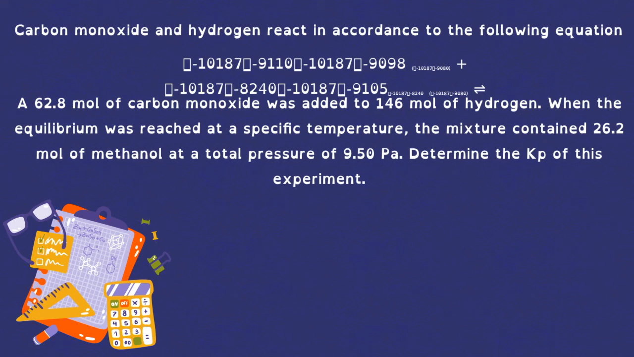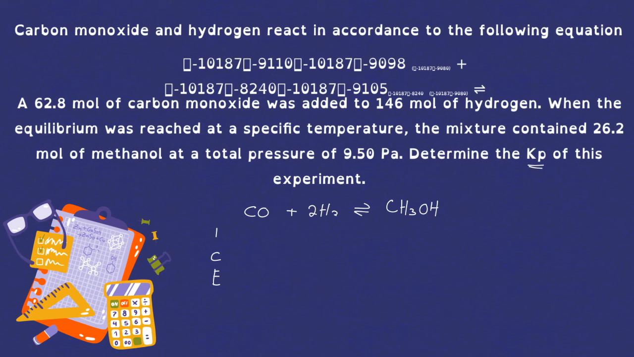In this question, you were asked to calculate the Kp for the experiment. Therefore, you need to write the ICE diagram. So in order for you to write the ICE diagram, you need to write the balanced equation. But given to you in the question is already the balanced equation. So carbon monoxide plus 2 hydrogen gas will produce the methanol. Right, so for the ICE diagram, instead of using the concentration, because we don't know the concentration, we are going to use the number of mole.